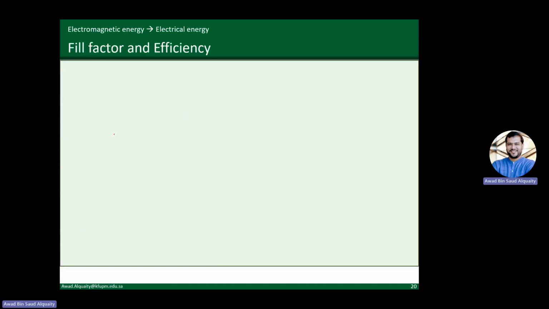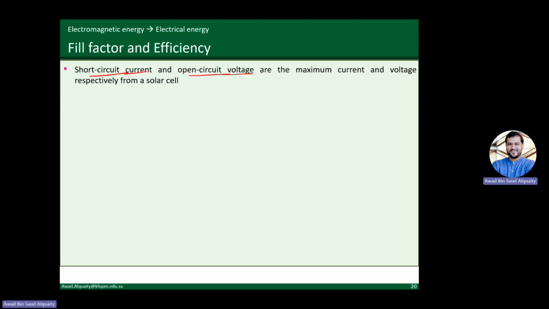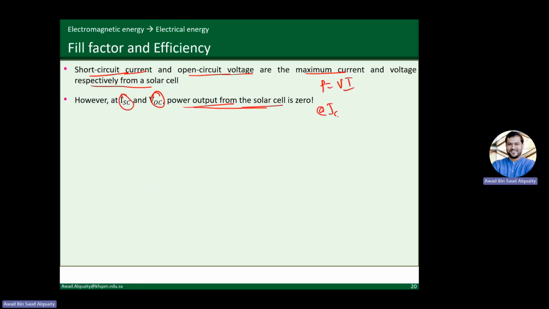Now let's talk about a few more definitions which are relevant to this topic. One is the fill factor, right? So we know that the short circuit current and the open circuit voltage are the maximum current and the voltage you can get in a solar cell. But at these points, at the short circuit current and the open circuit voltage, the power output from the cell is 0, as discussed. Why is it 0? Well, again, power is voltage times current. At ISC, the voltage is 0. At VOC, the current is 0. So if one of these is 0, certainly the output is 0, right?